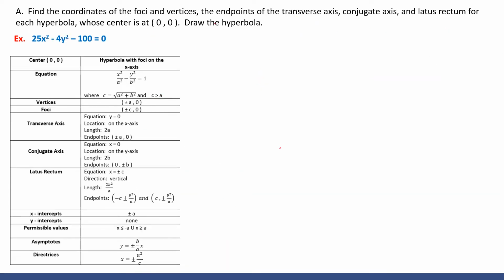Example number 2, 25x squared minus 4y squared minus 100 equals 0. Ang target ay i-transpose itong negative 100 dito sa kabilang side. Yun muna ang inyong unang gagawin. So, magiging siyang 25x squared minus 4y squared equals 100. And since ang pattern natin is equal to 1, ibig sabihin, divide your equation by 100. So, ang lahat ng terms ay i-divide ninyo by 100.